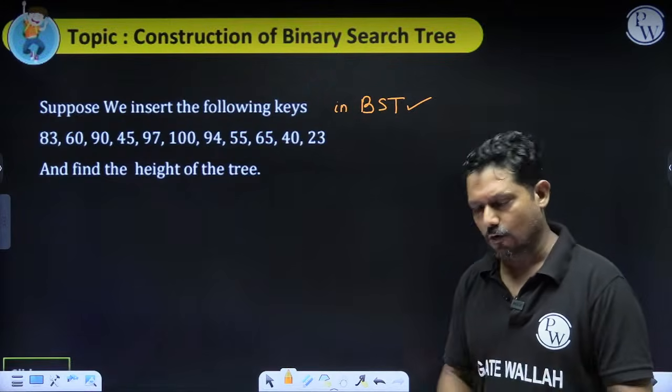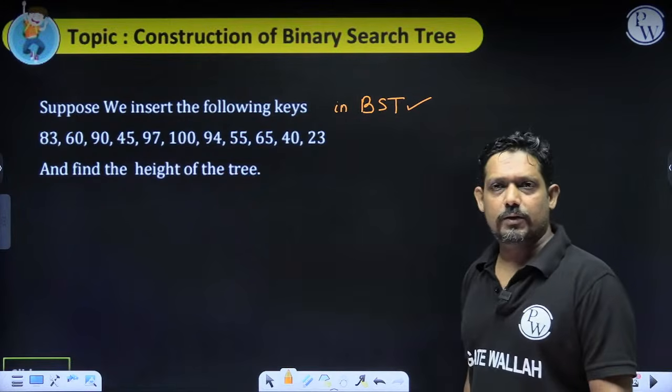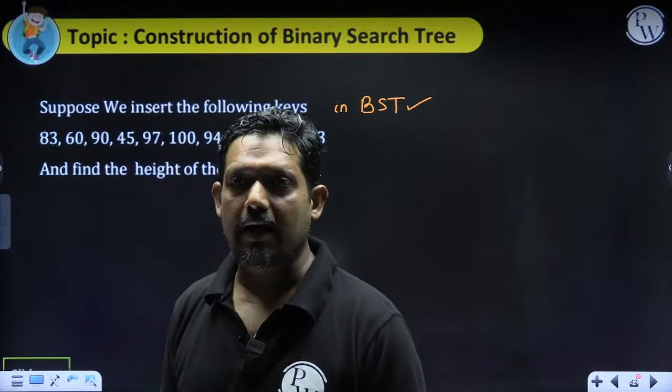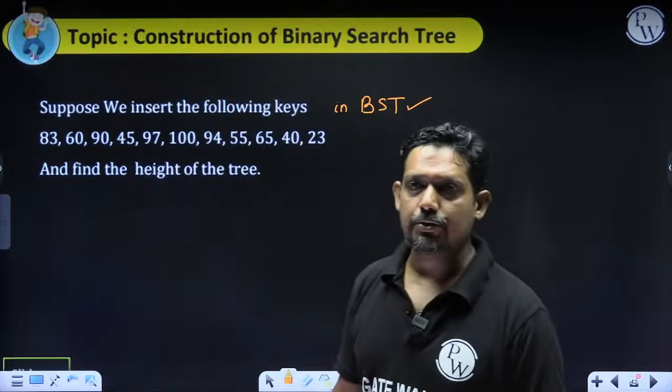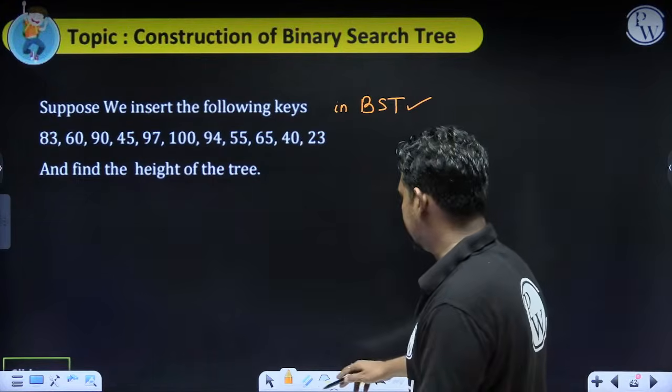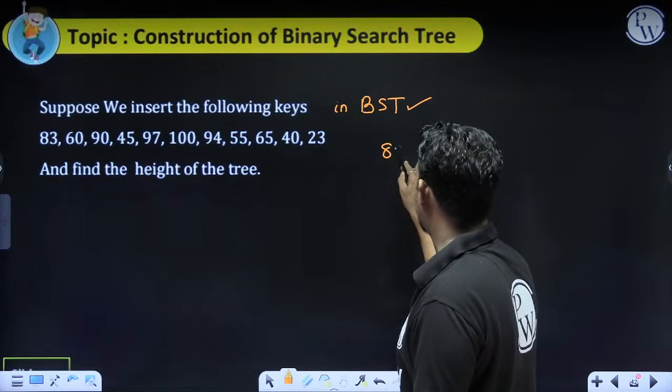Height is 4. Great. Okay, great, so height is 4. Let's construct. So 83. Okay, 83.